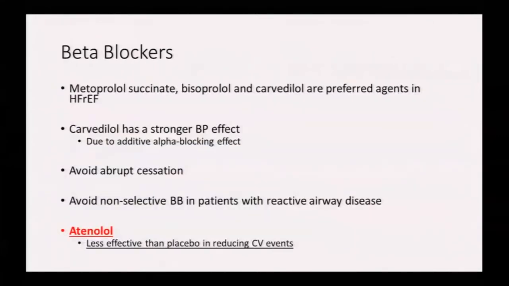All right, beta blockers. There are a lot of beta blockers we could talk about, but I'm just going to mention a few that we use more commonly, or that we use for a specific indication. For example, metoprolol succinate, bisoprolol, and carvedilol. They are preferred agents in patients with heart failure with reduced ejection fraction.